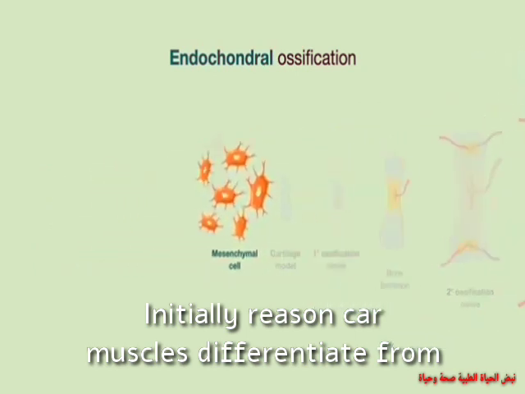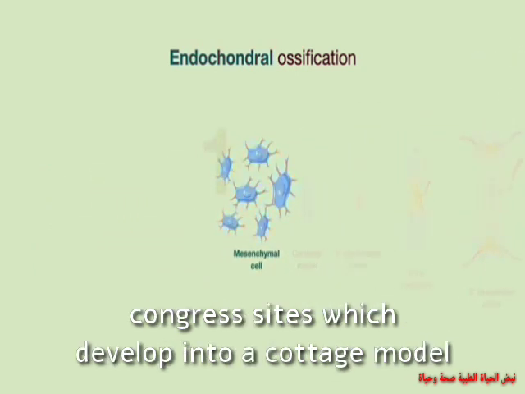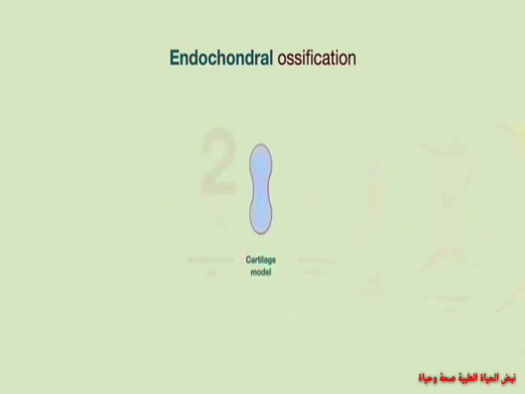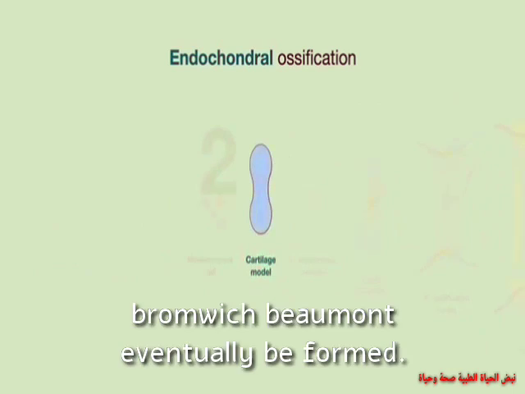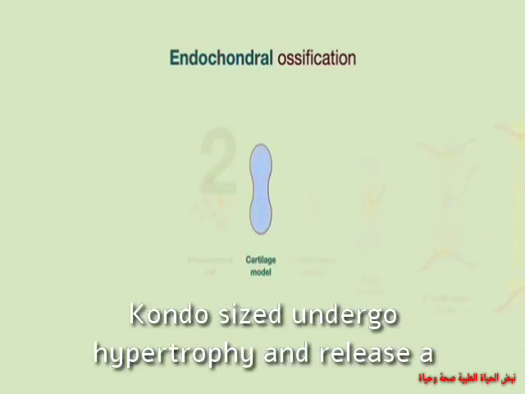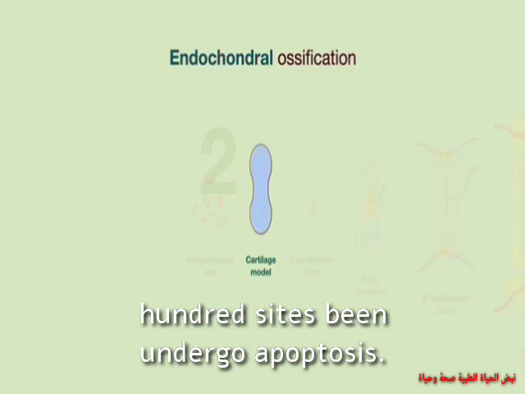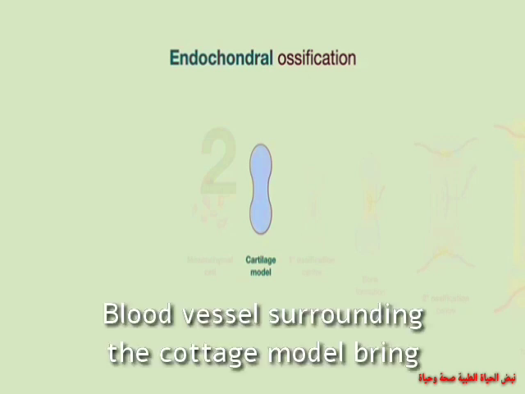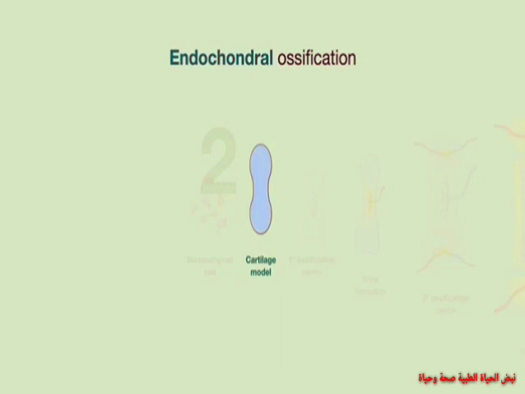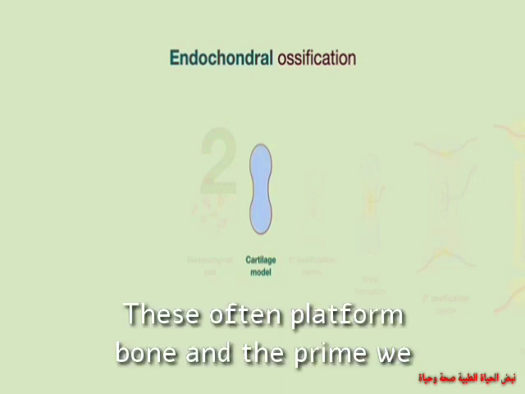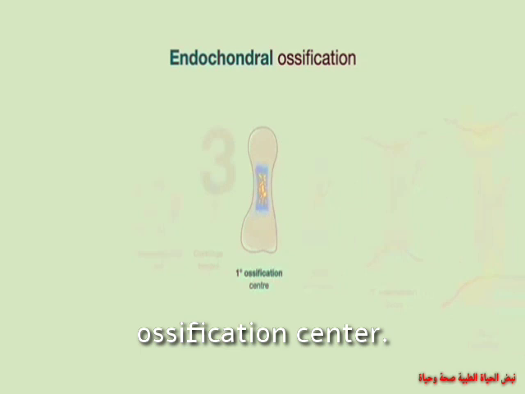Initially, mesenchymal cells differentiate to form chondrocytes, which develop into a cartilage model, from which bone will eventually be formed. Chondrocytes undergo hypertrophy and release a matrix which can undergo mineralization, and these chondrocytes then undergo apoptosis. Blood vessels surrounding the cartilage model bring osteoblasts within the center of the model. These osteoblasts form bone and the primary ossification center.